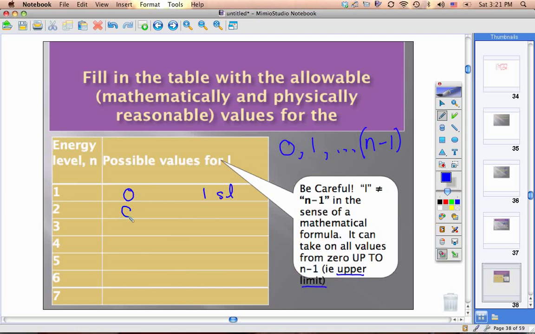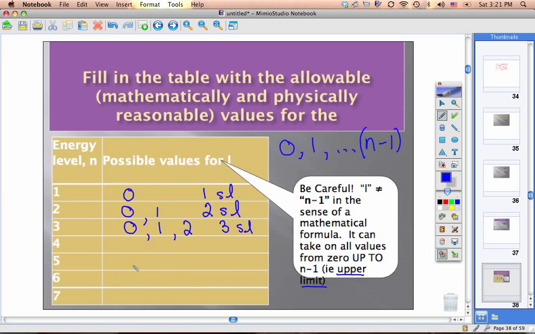If n equals 2, you start back again at 0. n minus 1 is 1, so now we've reached our upper limit. So we have 2 sublevels. Hopefully you're going to start seeing a pattern here. n equals 3, L starts back at 0 and 1 and then 2. And that's it, because n minus 1 is 2. That gives us our upper limit. And you notice that had 3 sublevels.